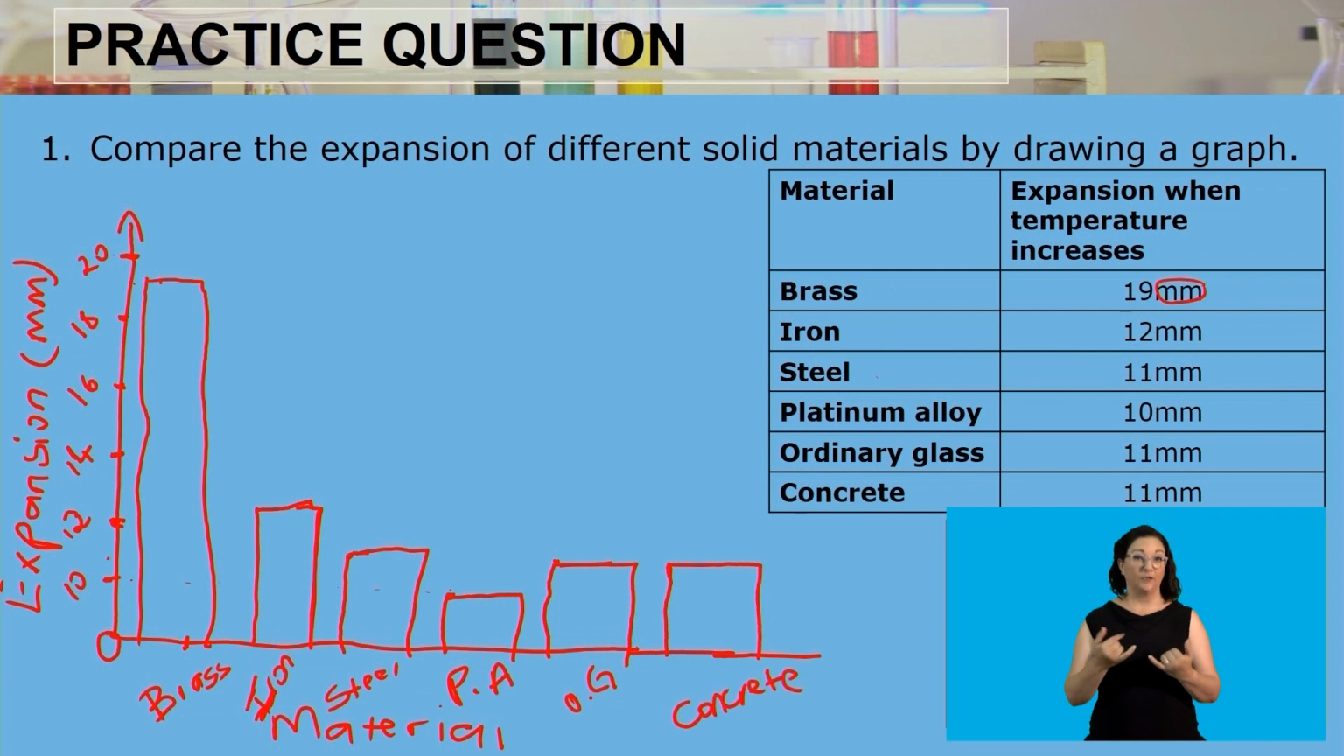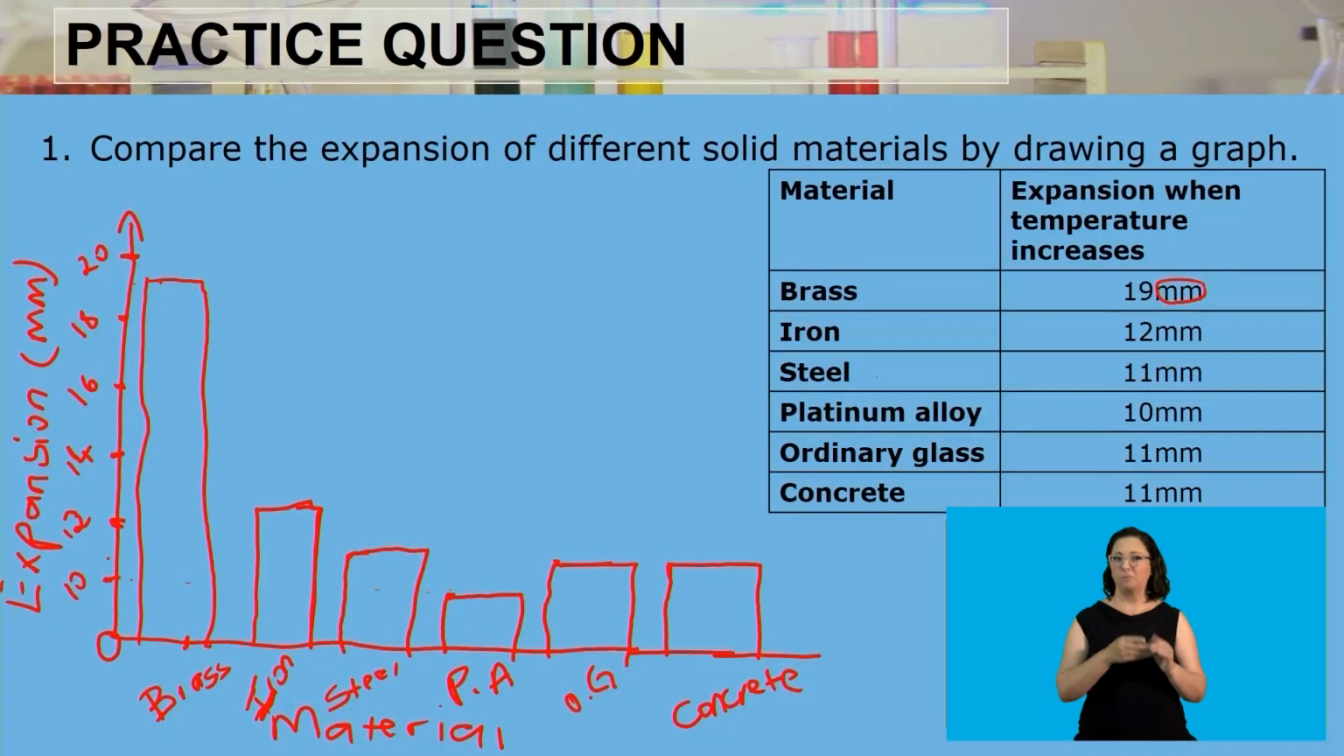Now, what we are noticing is that out of all these materials, the one that has the highest expansion is brass. So if you were to use brass when you're trying to build something, or fix something, or decorate with brass, you need to make sure that you allow for a space of 19 millimeters on a hot sunny day. For it to expand and contract, you need to make an allowance of 19 millimeters.